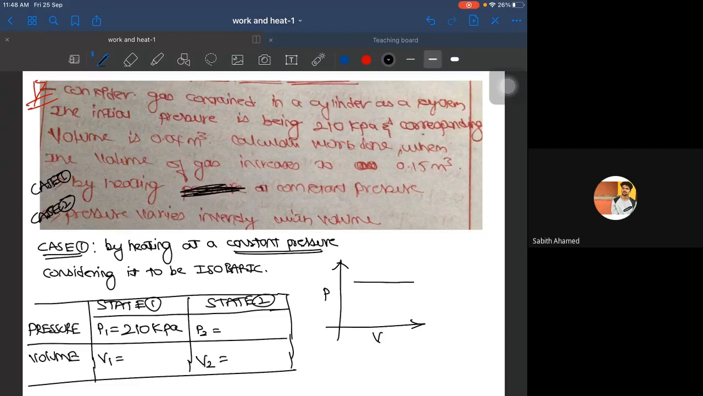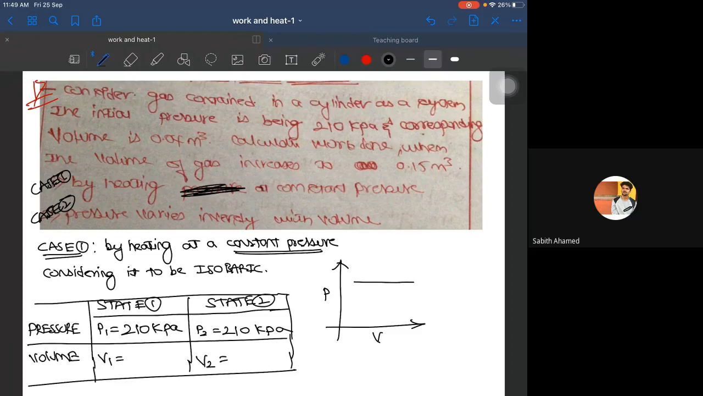Unknown. Can I say, suppose this is my state 1 and this is my state 2, both state 1 and state 2 have the common pressure, is it? Because it is isobaric. So can I just directly write it as 210 kPa straight away? Because it is isobaric? Can I write it as such? Yes, sir. Okay. So once I have written the pressures, now I have to decide the volumes.